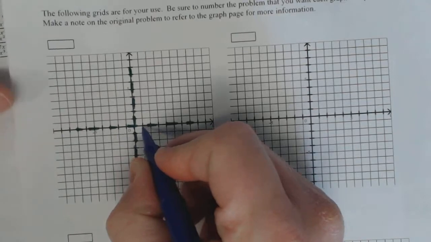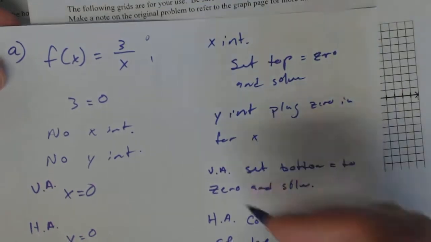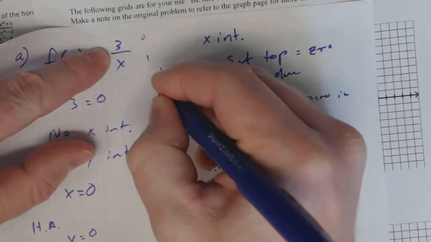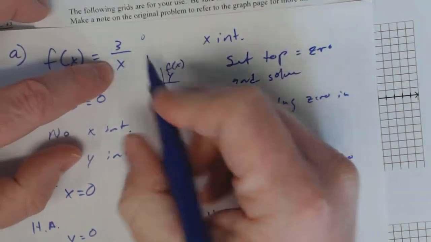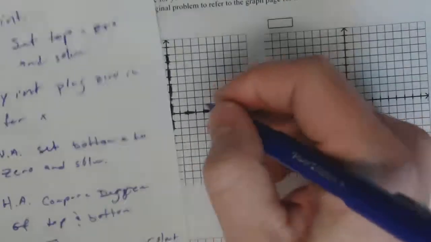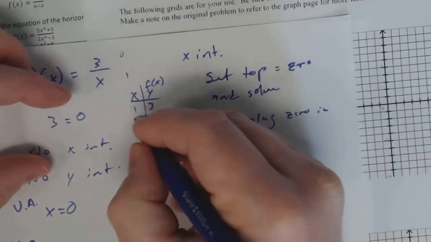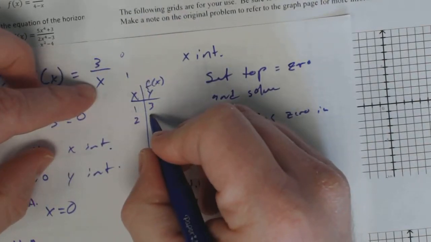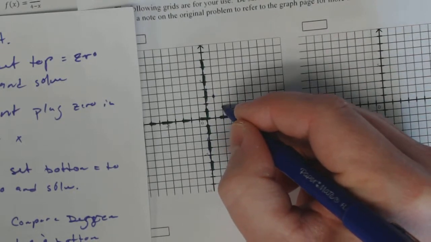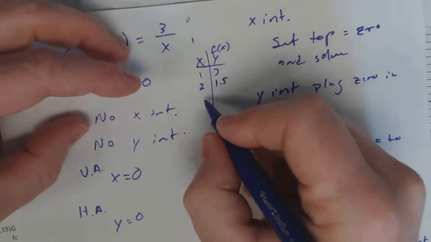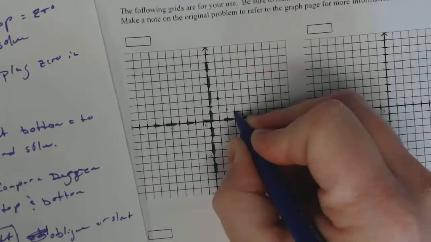If I plug a 1 in, I guess you could graph this in your graphing calculator and find a table, but if I plug a 1 in, what's the output going to be, or f of x going to be? Well, I'm going to get 3 over 1, which is 3. So (1, 3). If I plug a 2 in, I get 3 over 2, which is 3 halves, 1.5. And let's do one more. What if I have 3? 3 over 3 is 1.